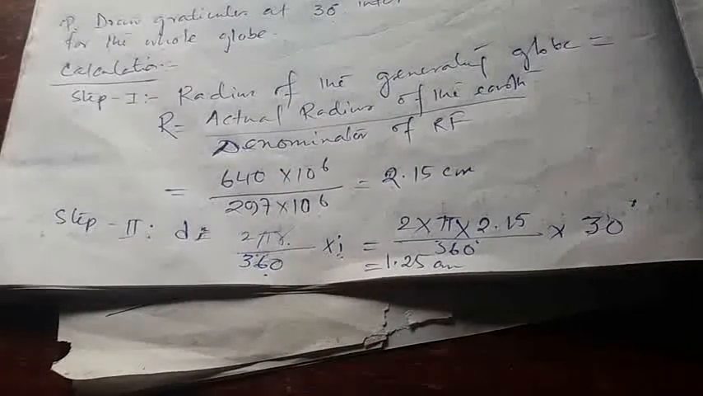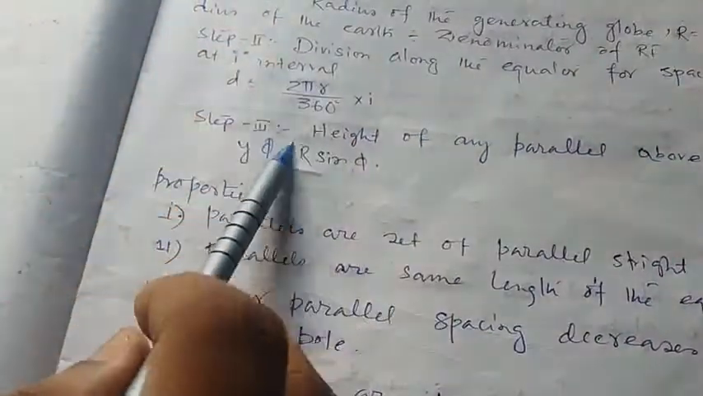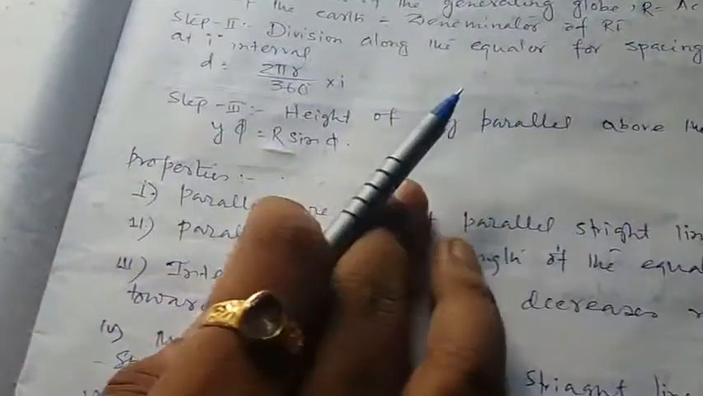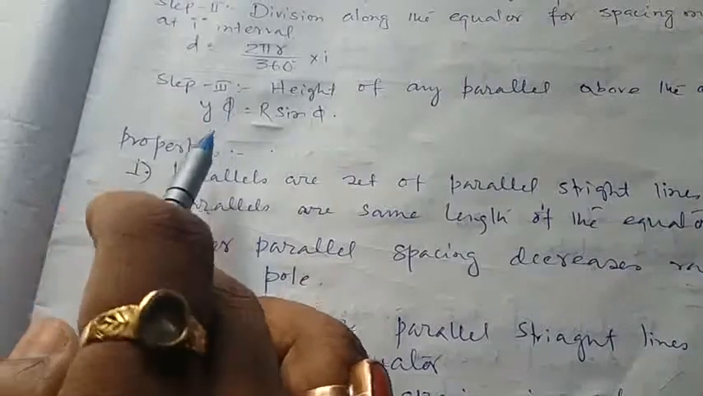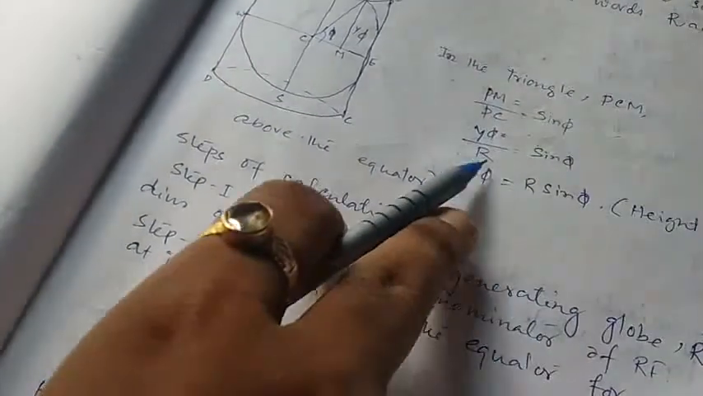And the last one is the height of any parallel above the equator. Step 3, as we have already seen, is the height of any parallel above the equator, that is y phi equal to r sin phi, and how r sin phi came I already calculated. So straightaway let's move to step 3.